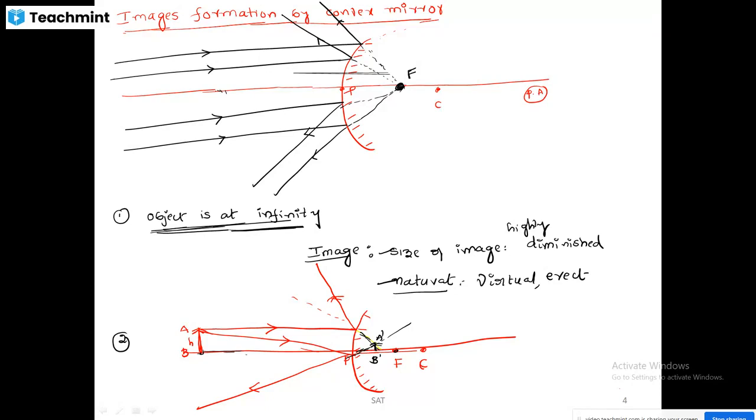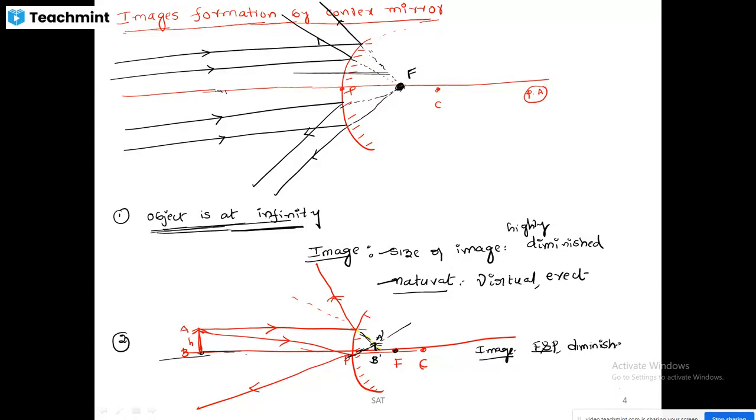So that means wherever the place of the object which moves towards the mirror, the image is always formed between the pole and focus. That is the conclusion point here. So we have only two cases here. So what is the image here? The image always forms between the focus and pole, and it is a diminished image.